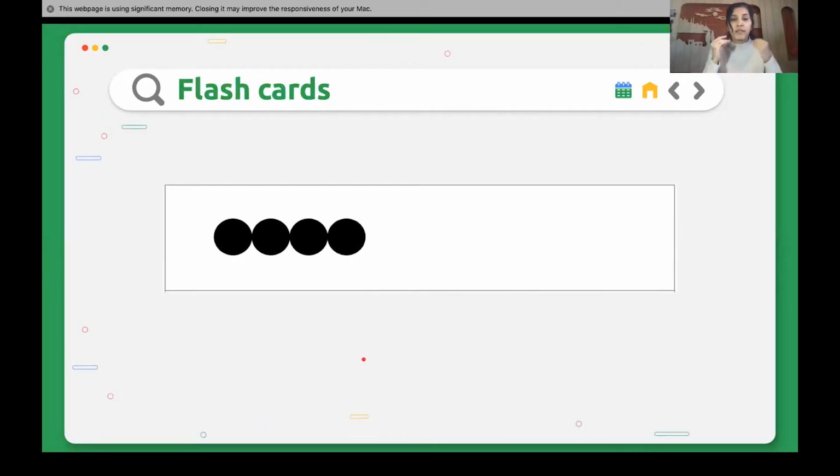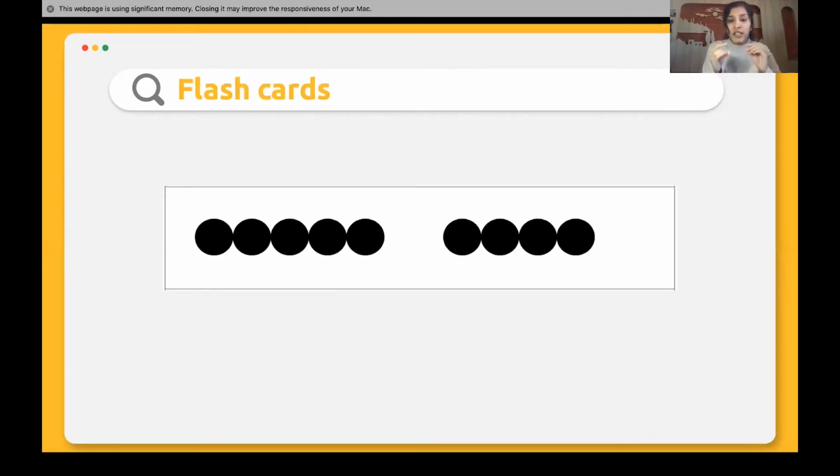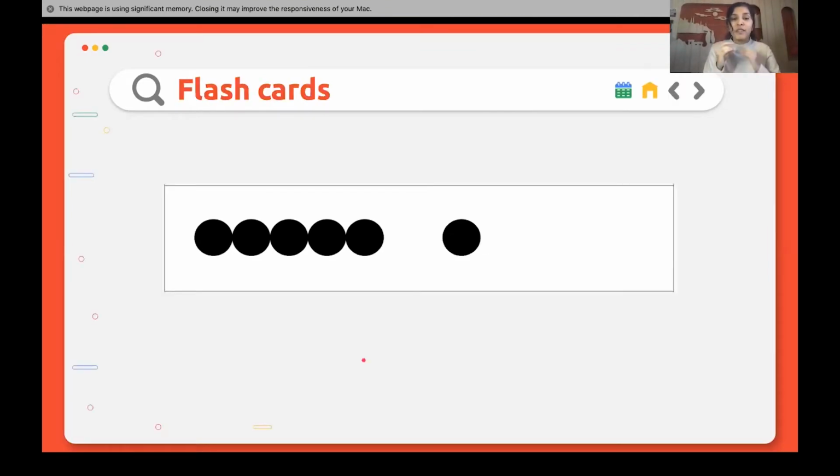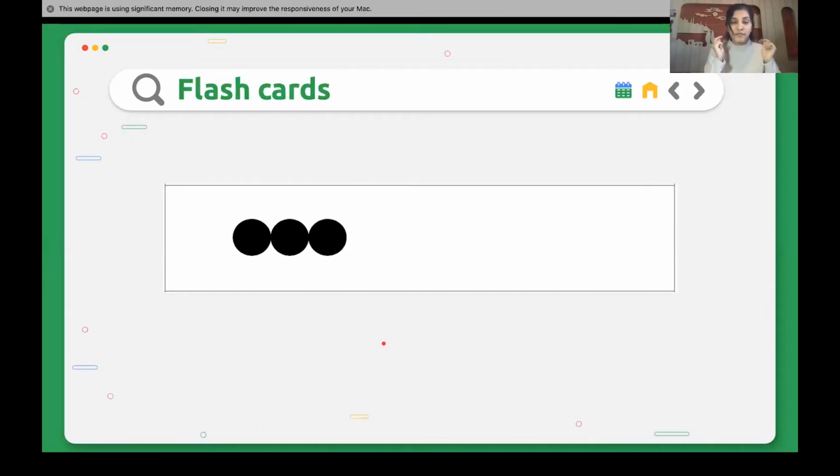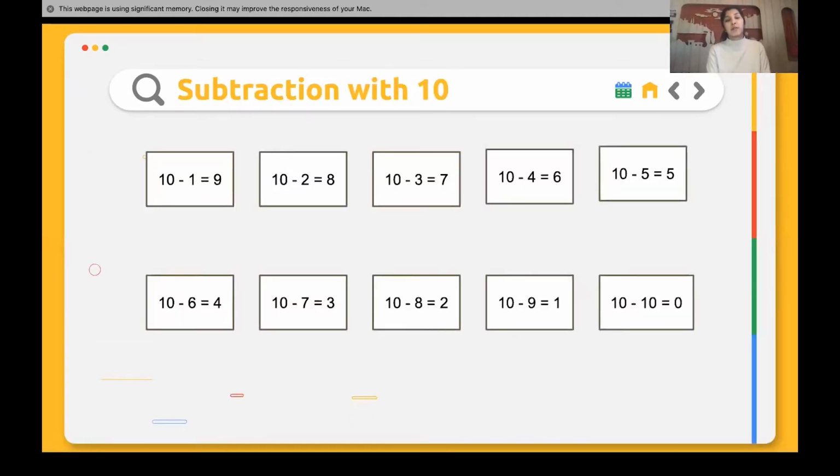What about this one? 4. Okay, this one's trickier. How many do you see in this one? 9. How about this one? 6. 3. Okay, so that was it.